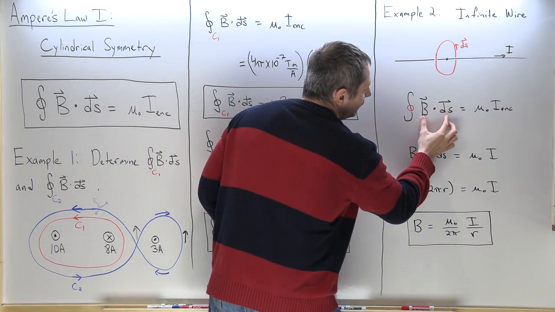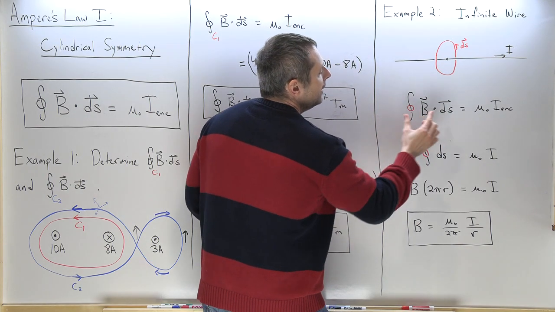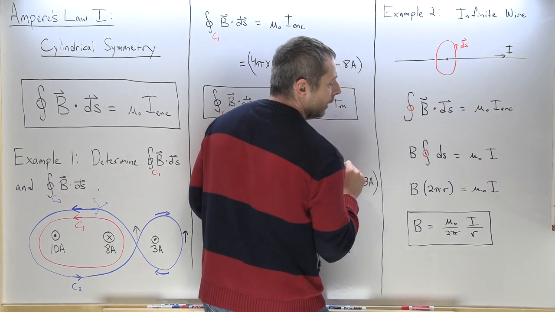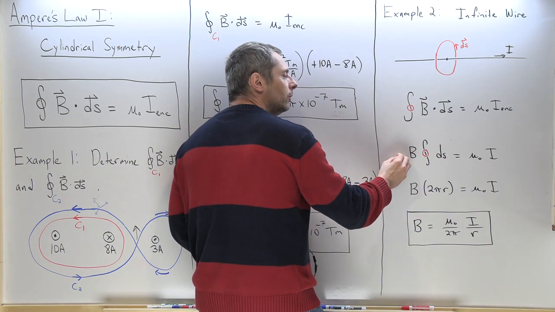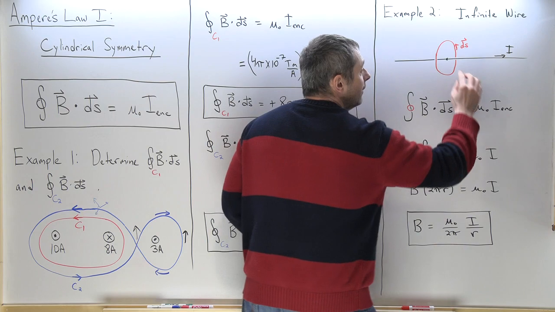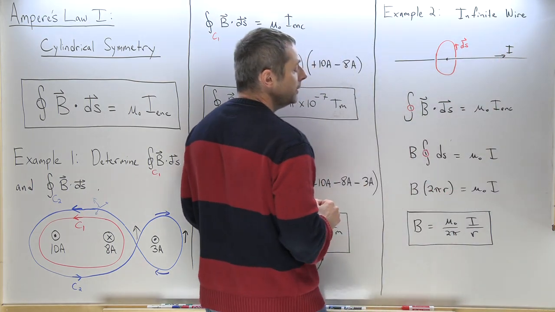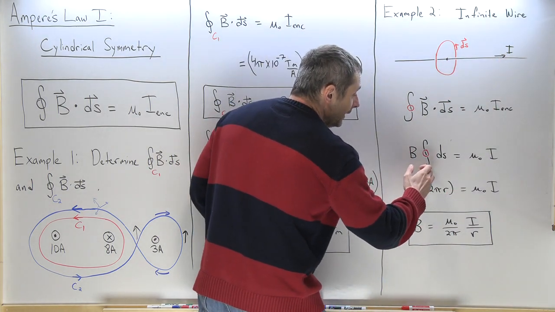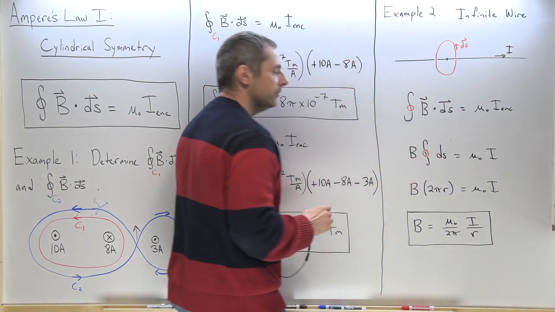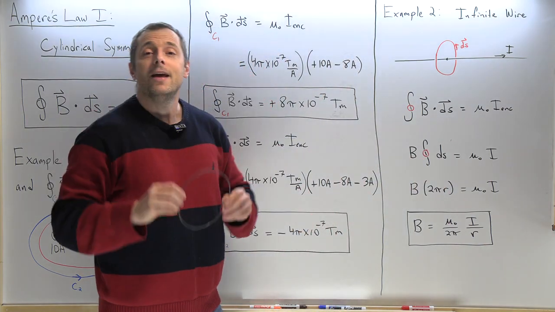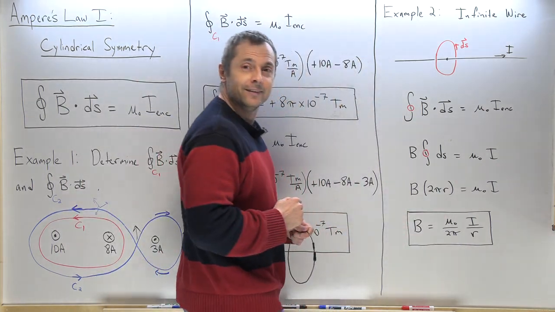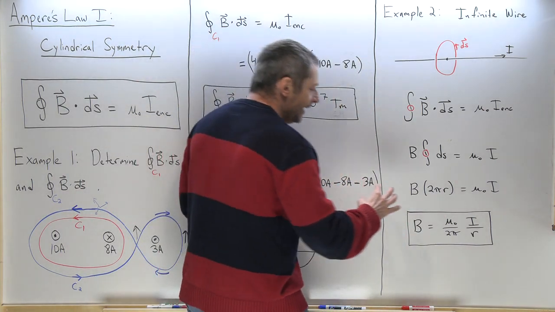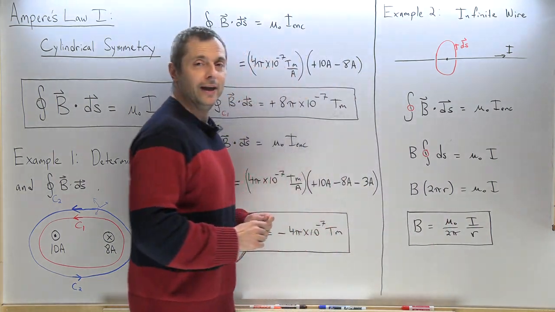And that means that this dot product is just 1. B ds without vectors, right away. The dot product goes away. The B is constant, so it can come out of the integral. On this side, I have all the current going through my Amperian loop. So then I'm integrating ds around a circle, which is just the circumference of the circle, 2 pi r, okay? And then I just solve for B by dividing.